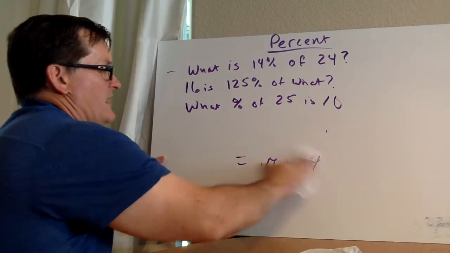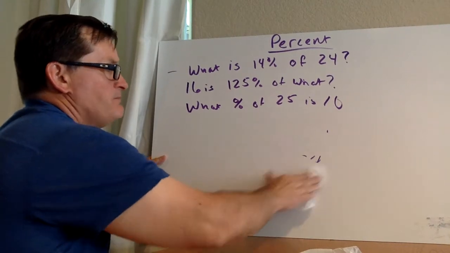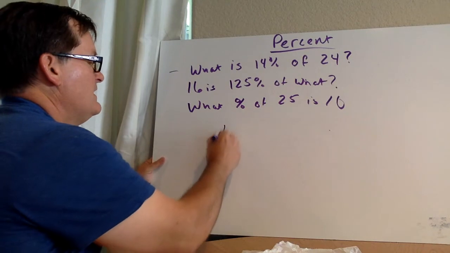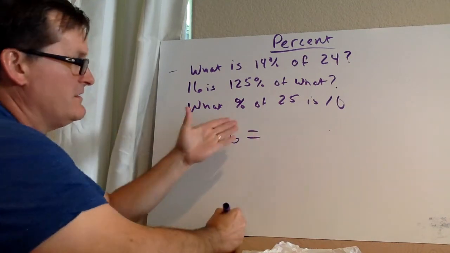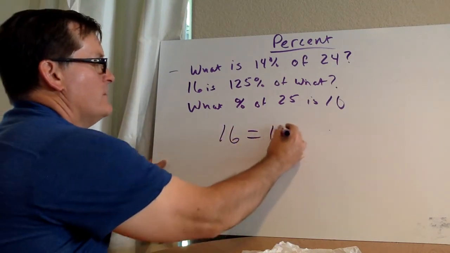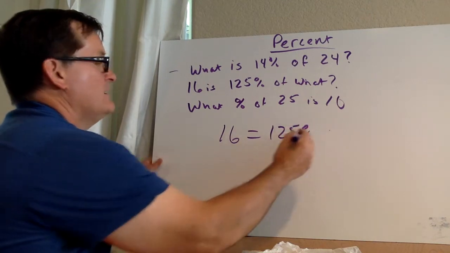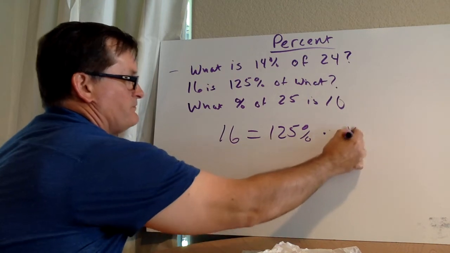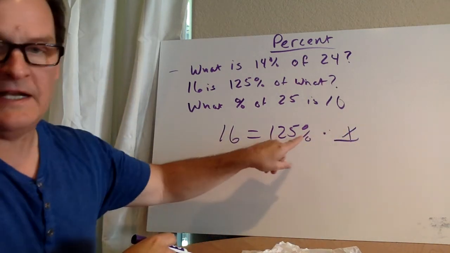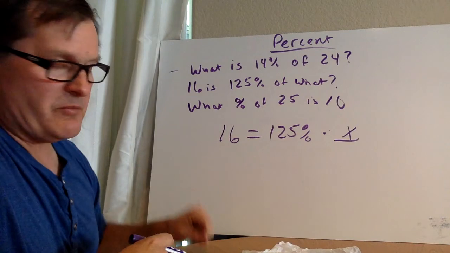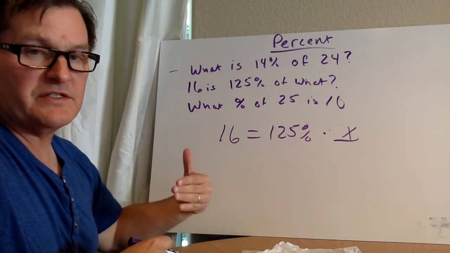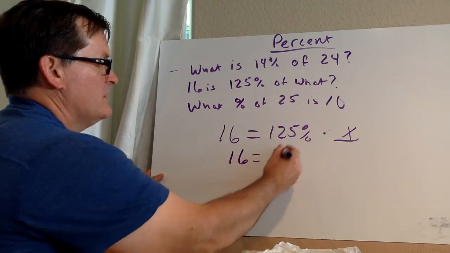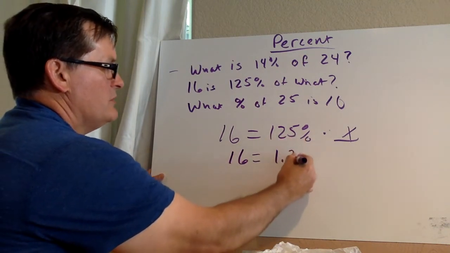Now let's go through that second one, using the same strategy, the is-of thing. 16 is translates to equals 125% of, and now this is our unknown, of what? Again, I left the percent in the percent representation to remind myself I have to change it to something numerical. So 16 equals, changing that to a decimal is 1.25.